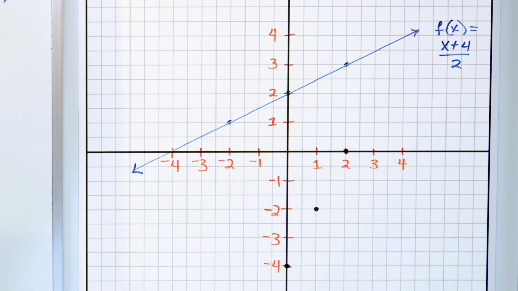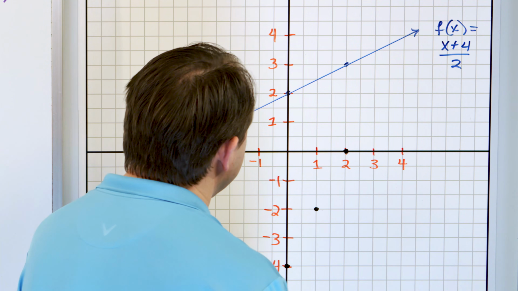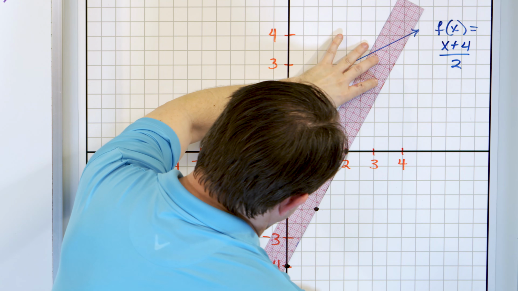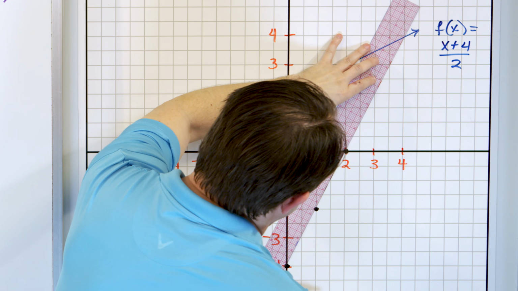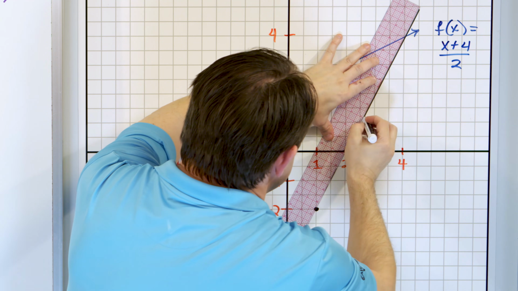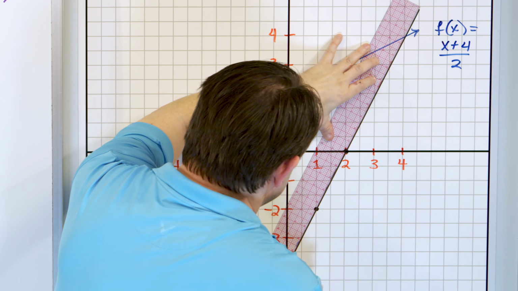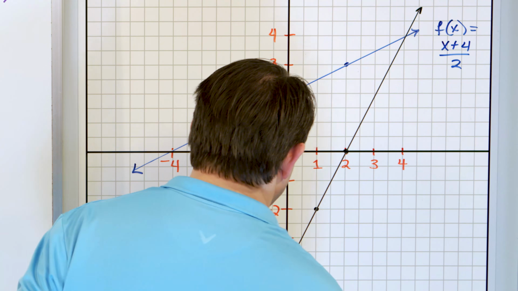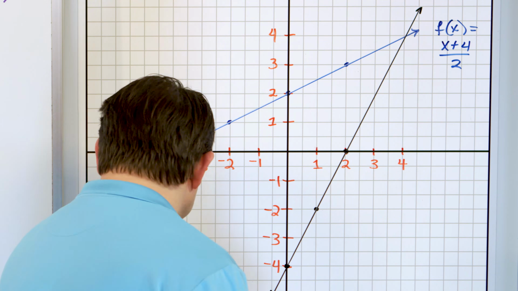Let me see if I can graph it through there. Something like this. If I can get there. It's going to look something like this. Okay? Something like that. Not perfect, but you get the idea.